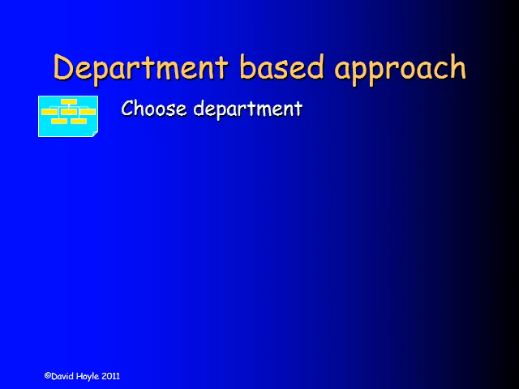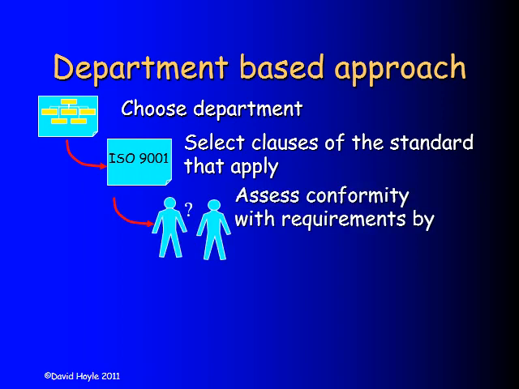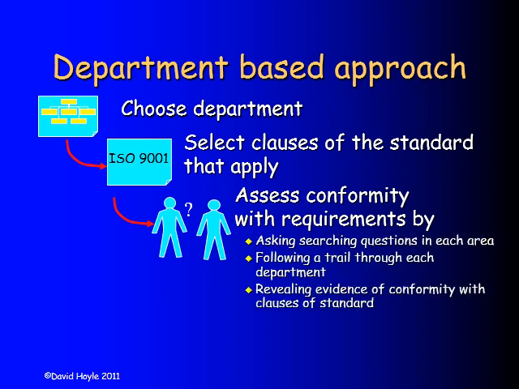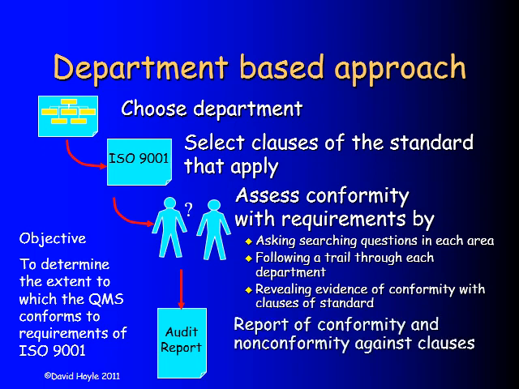In the department-based approach to auditing, we select a department within an organization. Then choose a clause of the standard that applies to that department. And then we assess conformity with requirements by asking searching questions in each area, following a trail through each department and revealing evidence of conformity with clauses of the standard. The result is an audit report, but our objective is to determine the extent to which the QMS conforms to the requirements of the standard, and therefore the report will be a report of conformity and non-conformity against clauses of the standard.